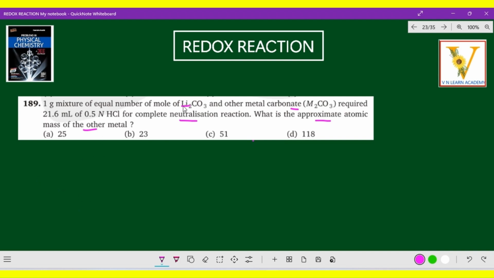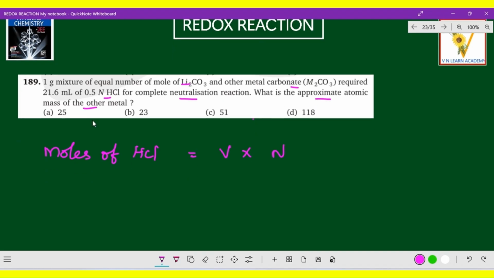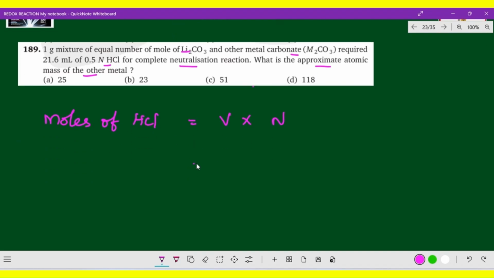Now here we have to identify the number of moles of HCl. Moles of HCl equal to volume into normality. Volume, how much have they given? 21.6 mL. We can convert it into liter: 21.6 divided by 1000, so it is converted into liter. Into normality, how much did they mention? 0.5 N. So how do we identify moles? Volume into normality. How much are you getting for moles of HCl?